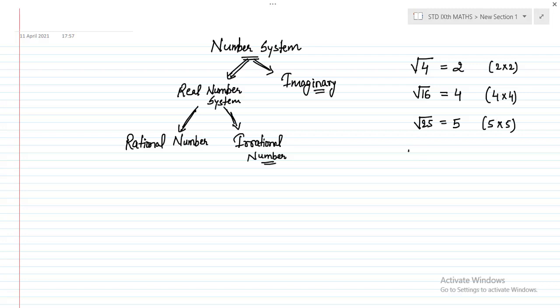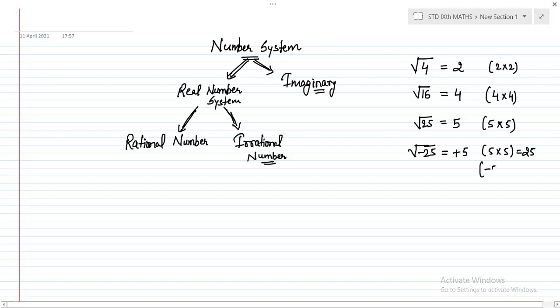But suppose I ask you the square root of minus 25, then what will be your answer? Your answer cannot be plus 5, because plus 5 multiplied by plus 5 gives 25. Your answer cannot be minus 5 either, because minus 5 multiplied by minus 5 again gives 25, but under the root it is actually minus 25. So there is no possible value which, multiplied by itself, gives minus 25.